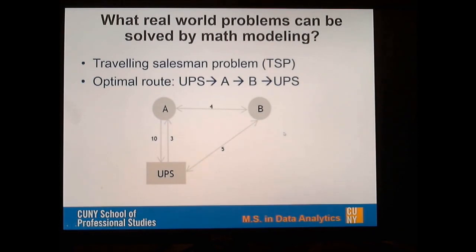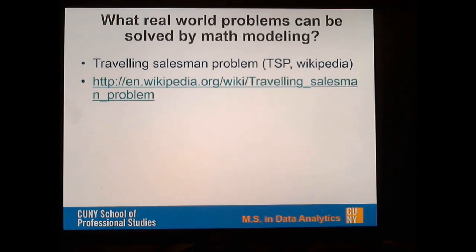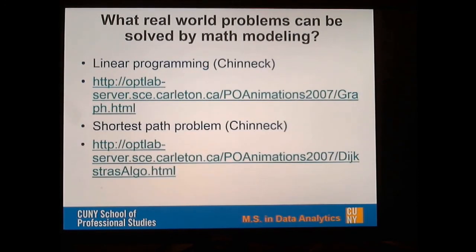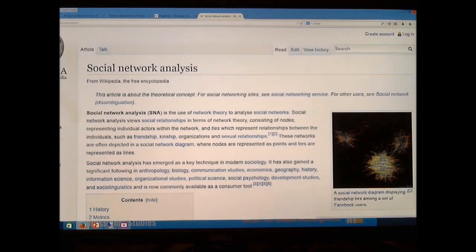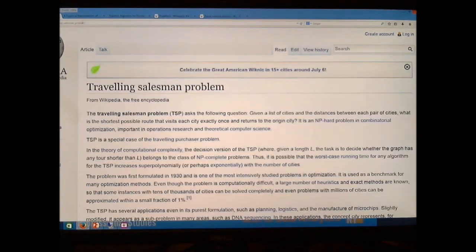What if we have more nodes? We have 20, 50, 100 nodes. It can be really complicated. So I'm going to go through this example along with some other examples, so that we can get a sense of what kind of real-world problems can be solved by math modeling. I'm going to go over the traveling salesman problem again at a larger scale, and some linear programming, the shortest path problem, the Google PageRank algorithm, and social network analysis. So let's go there and take a quick look. First problem here, traveling salesman problem.